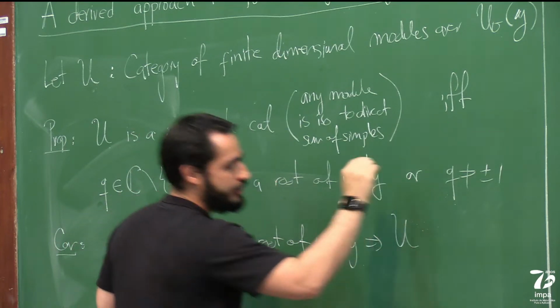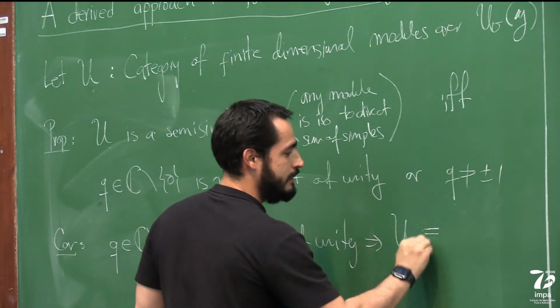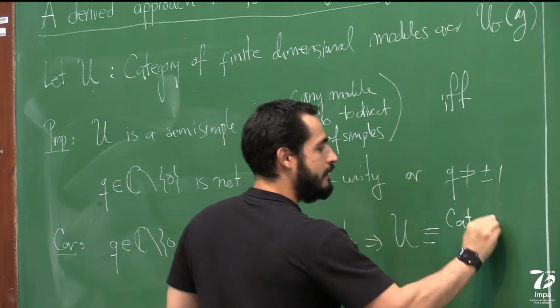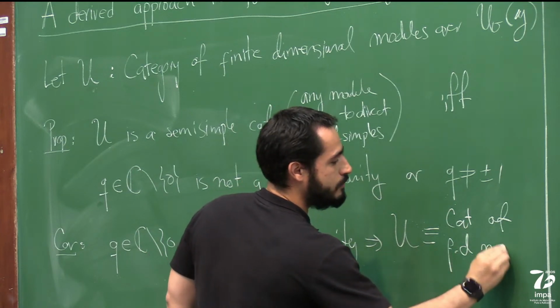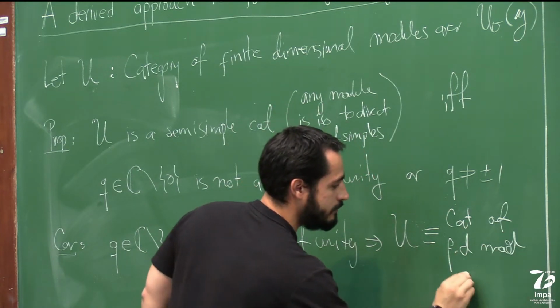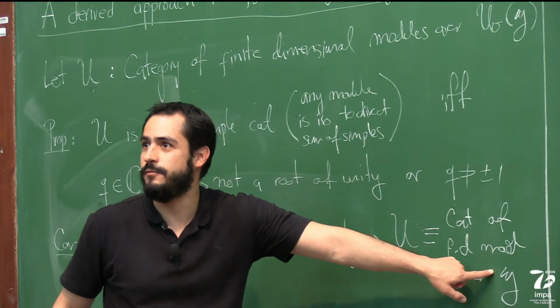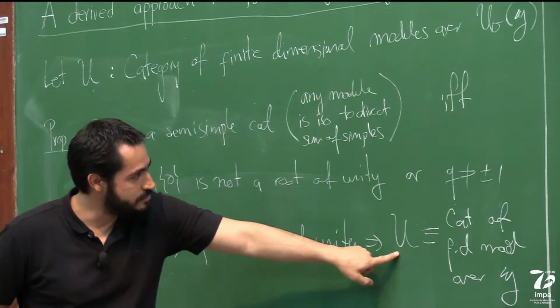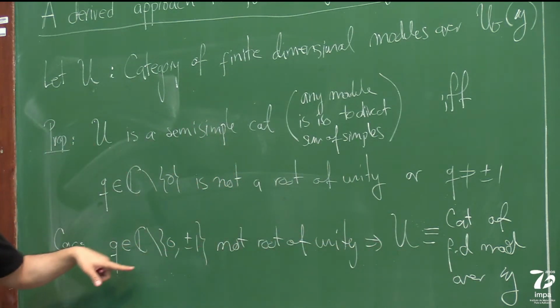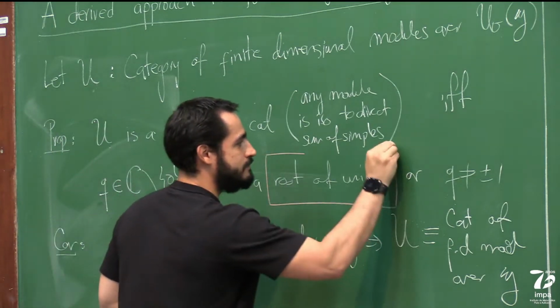then the category U of finite dimensional modules over my quantum group is just equivalent to the category of finite dimensional modules over G. So this is the usual representation theory for a semi-simple algebra. This is known, so this is not an interesting case. For that reason, I want to go to this case.